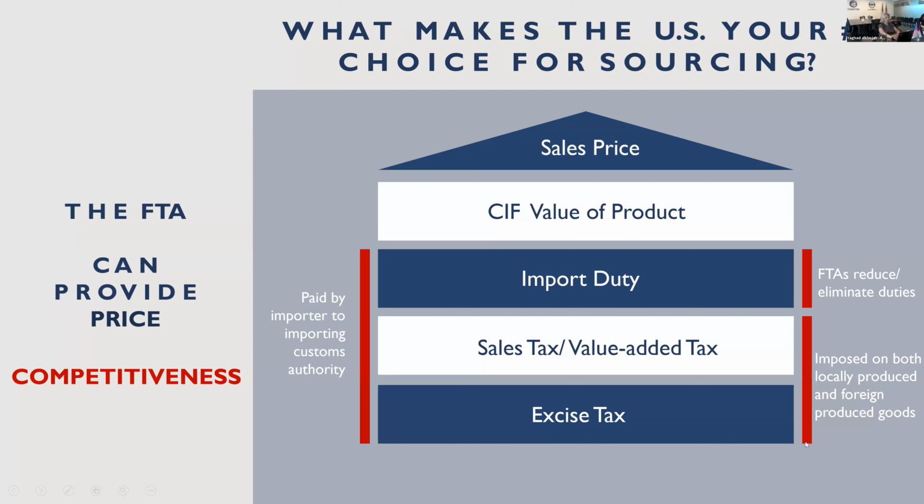If we start at the beginning and the foundation of this structure, you have the excise tax and you have the sales tax or the value-added tax, whichever applies. These are imposed on both locally produced and foreign produced goods. And it will be the same whether you're sourcing from Mexico, the US, KSA, Egypt, the UK, Germany, whatnot. The determining factor is that the FTA reduces or eliminates duties, and this is the direct benefit of the FTA. And then you have the CAF value of the food and the sales price, and this is something that is determined by the seller, in which case is you.